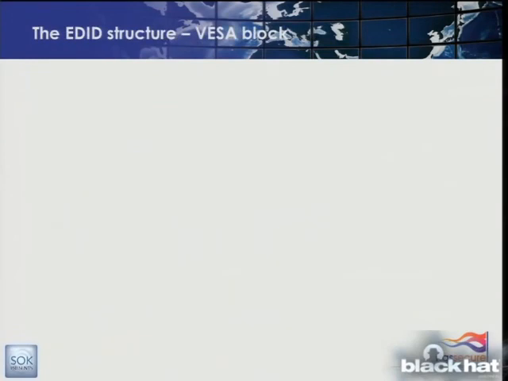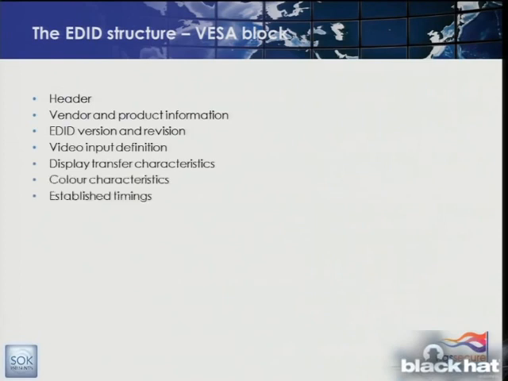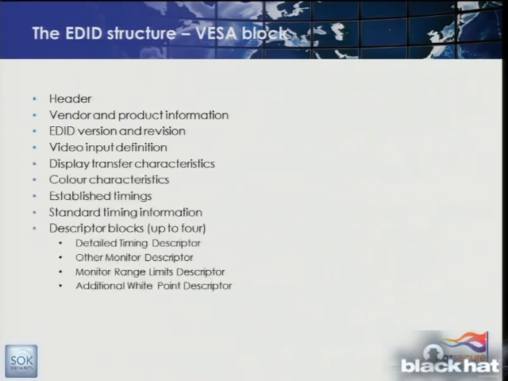So what does an EDID VESA block actually look like? Well, first of all, you've got a header, which is just a fixed 6 bytes of data. You've got vendor and product information, the version and revision number. The latest version of EDID is 1.4. Video input definition, transfer characteristics, color characteristics, all this different information.